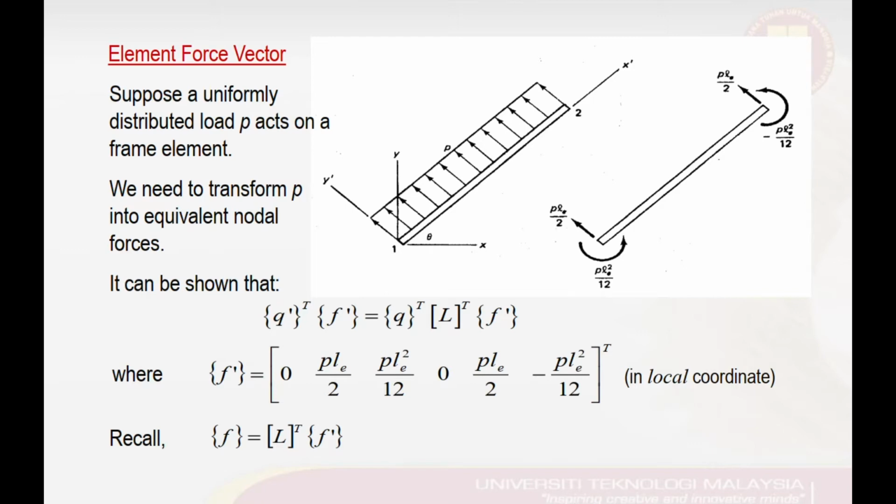So let's look at the element that is subjected to a uniform distributed load as shown in these figures. So as we can see here, this distributed load is actually acting on an element that is inclined to a certain angle theta, and it's spanning on the whole element from node 1 until node 2.